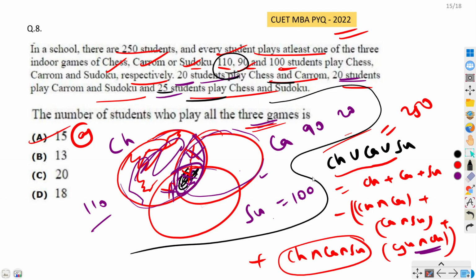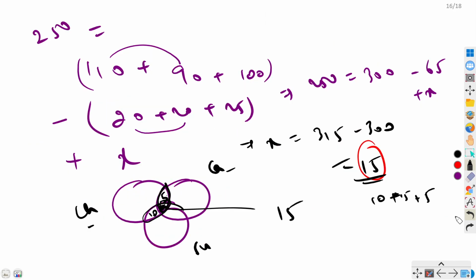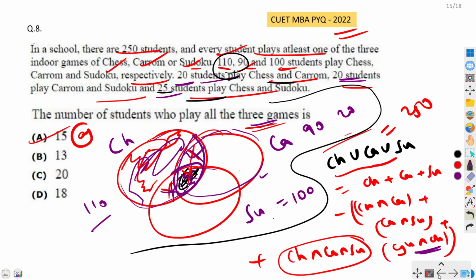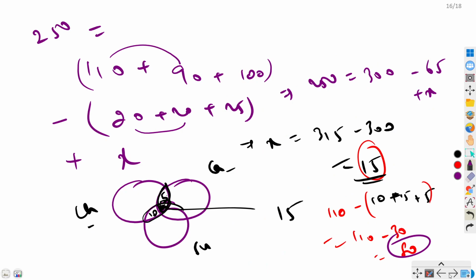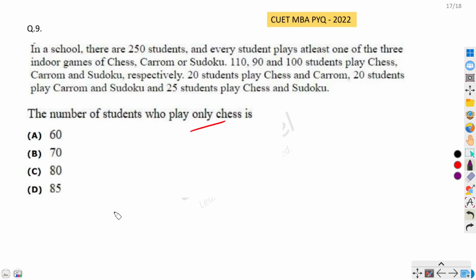Chess is 110. So if you subtract from 110, 110 minus 15 plus 15, that's 30. So 110 minus 30 would be 80. So 80 students play only chess. Okay, so option, let me see the options. 80 is option C.